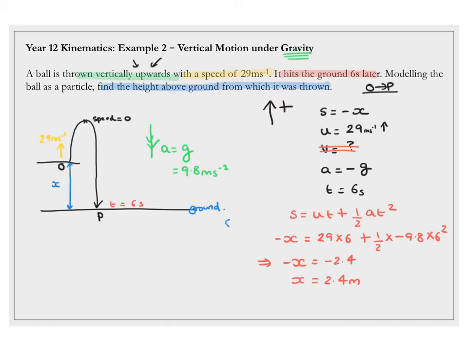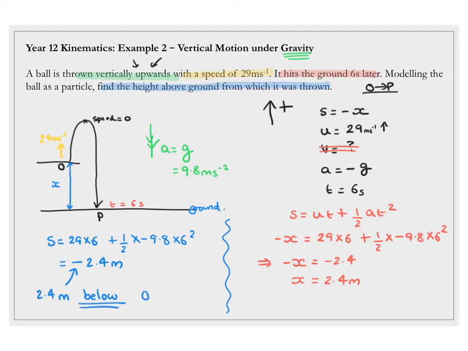Now, if we had just said that s was equal to some value, we didn't call it negative x specifically, then let's see what would have happened. Well, we would have then had s equals 29 multiplied by 6 plus a half multiplied by 9.8 multiplied by 6 squared, and we would have got the height above ground to equal negative 2.4 metres. Now the negative just tells us that we are 2.4 metres below the origin or the starting point.